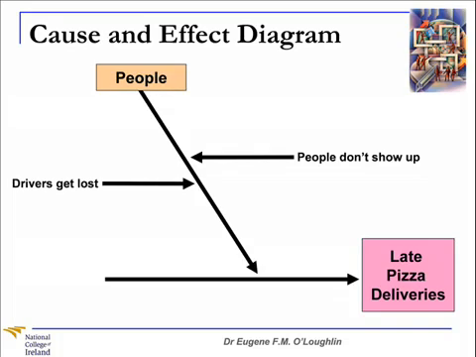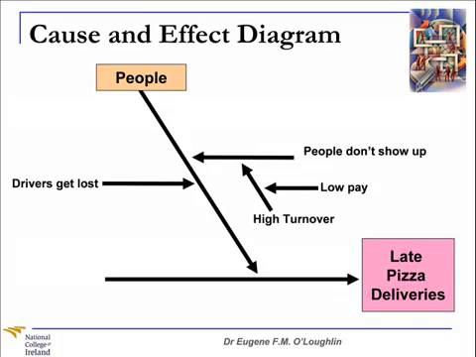And what I want to do now is ask, why is each of those problems caused? And what's causing, for example, people not to show up, or what's causing drivers getting lost? So I fill that out and I start with people don't show up, and I look at, for example, perhaps there's a high turnover of staff. And that might be a reason why people don't show up.